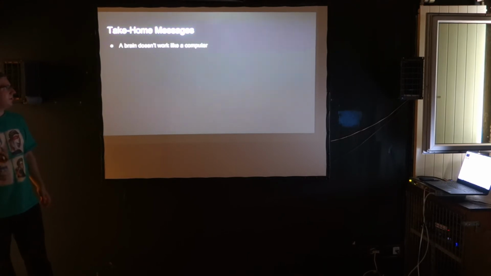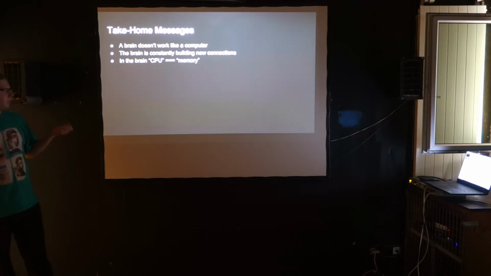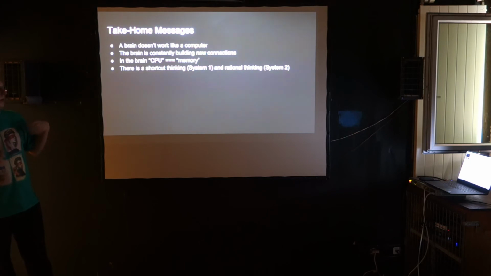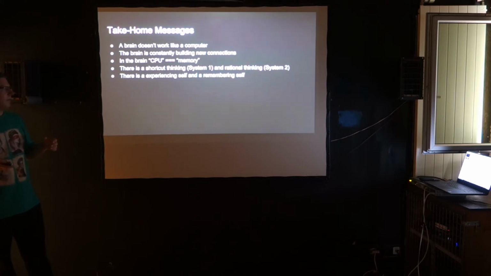So, take-home messages from this talk. The brain doesn't work like a computer, it's very different. There are constantly new connections on those synapses that allow for learning. There is this overlap between CPU and memory in the brain that doesn't make it the same as in a classical computer architecture. There are those two kinds of thinking, where the very slow rational thinking can also automate some of the heuristic thinking, system one, which actually makes up most of your everyday behavior.